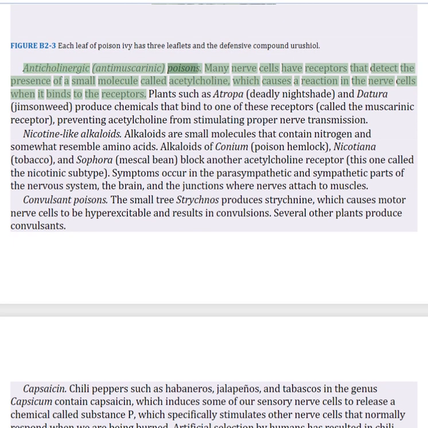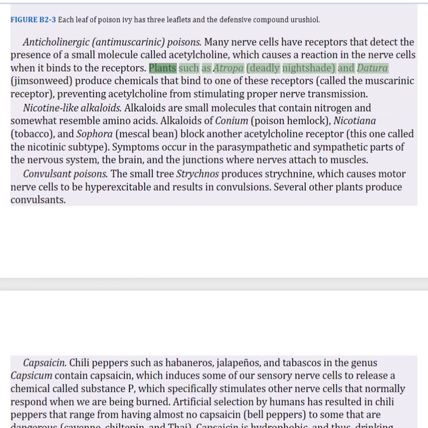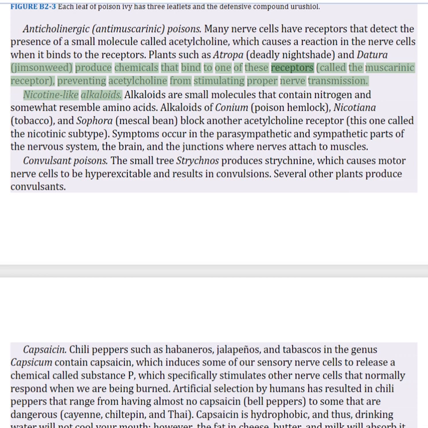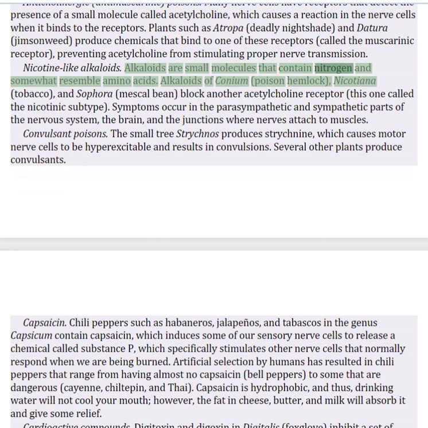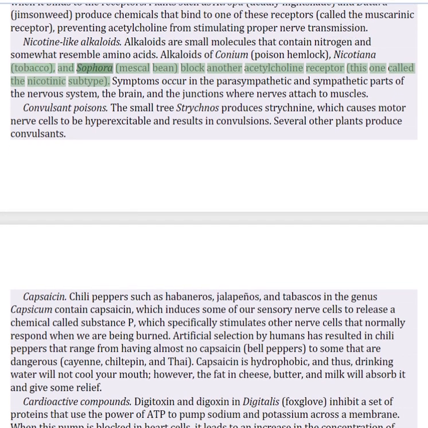Anticholinergic poisons. Many nerve cells have receptors that detect the presence of a small molecule called acetylcholine, which causes a reaction in the nerve cells when it binds to the receptors. Plants such as Atropa and Datura produce chemicals that bind to one of these receptors, preventing acetylcholine from stimulating proper nerve transmission. Nicotine-like alkaloids. Alkaloids are small molecules that contain nitrogen and somewhat resemble amino acids. Alkaloids of Conium, Nicotiana, and Sophora block another acetylcholine receptor.